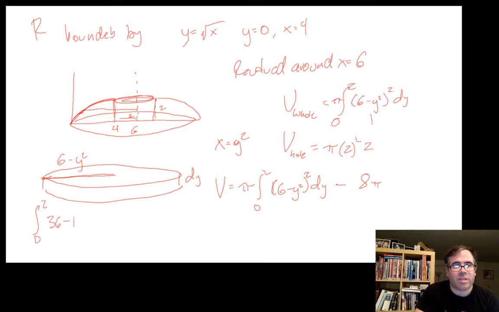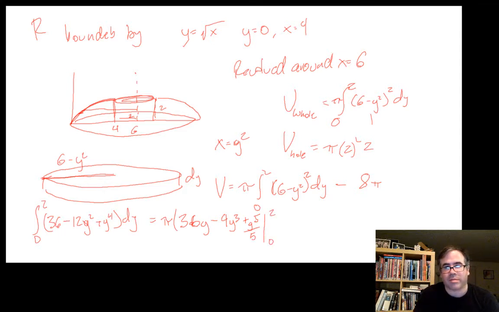36 minus 12 y squared plus y to the 4th dy. You do your integration. This becomes, I'm going to put the pi back in because why not? 36y minus 4y to the 3rd plus y to the 5th over 5, evaluated from 0 to 2. And then minus 8 pi, of course.